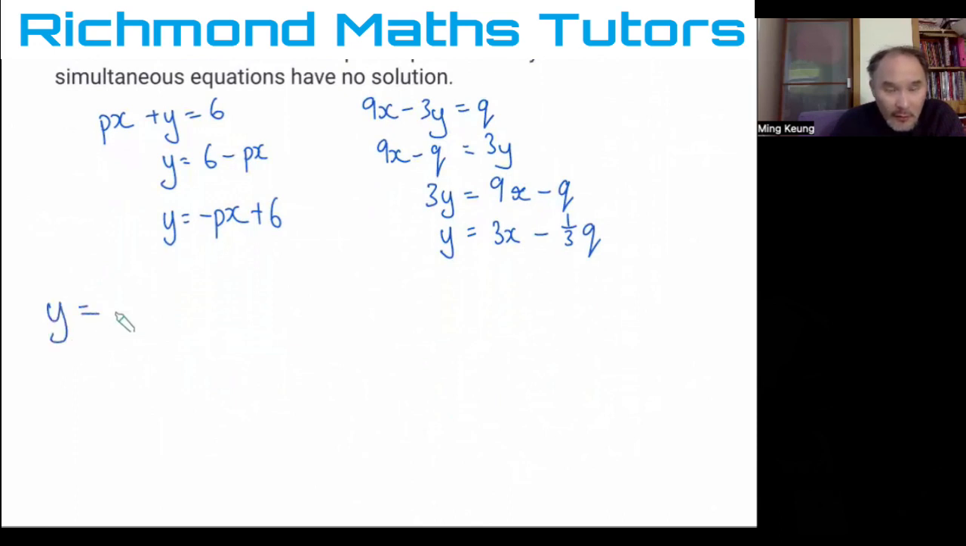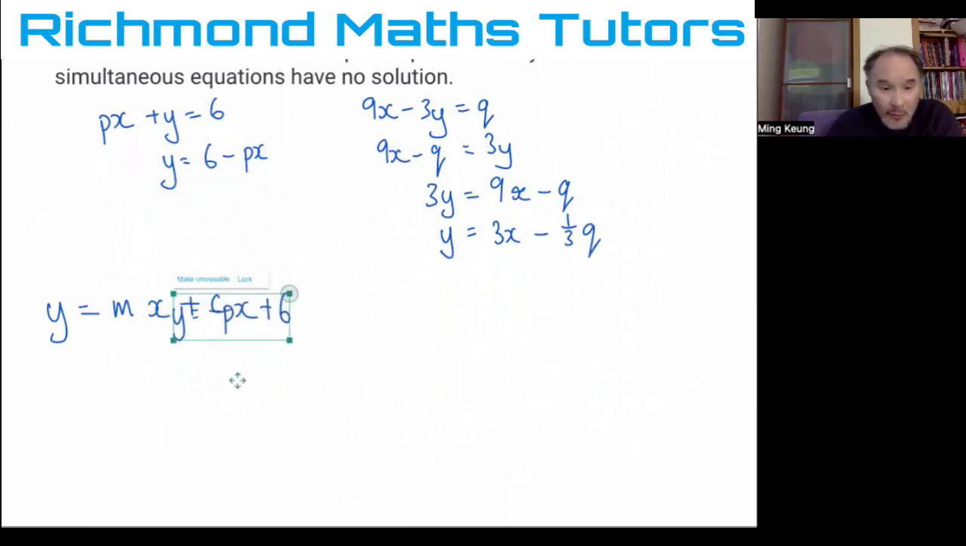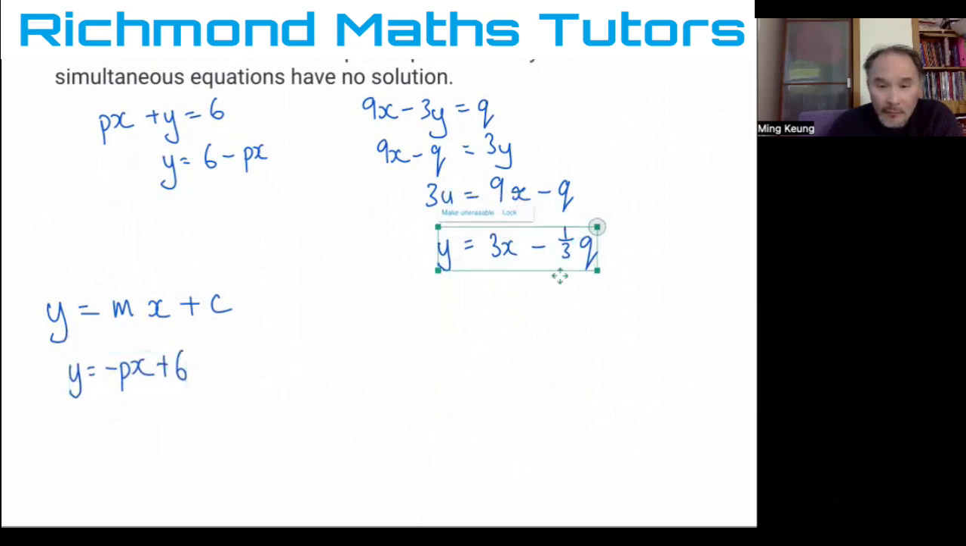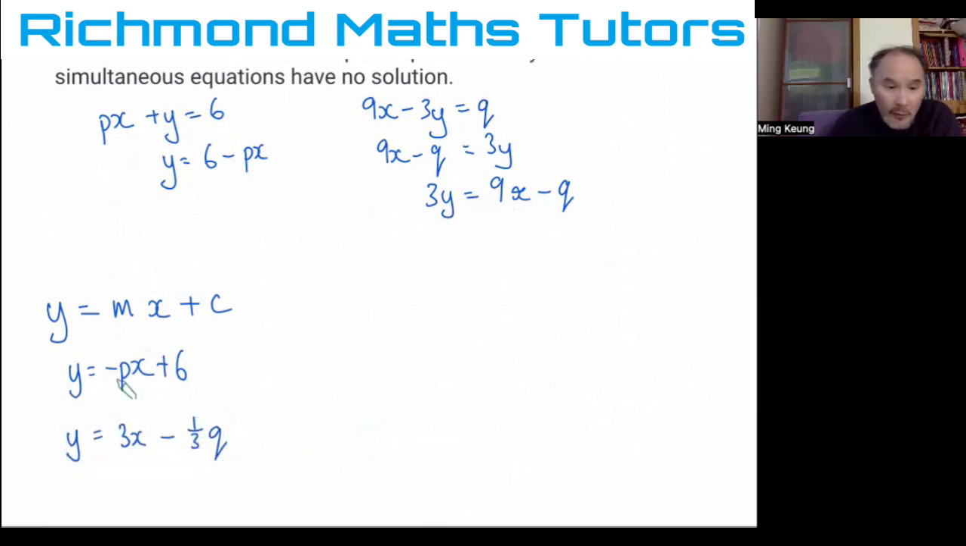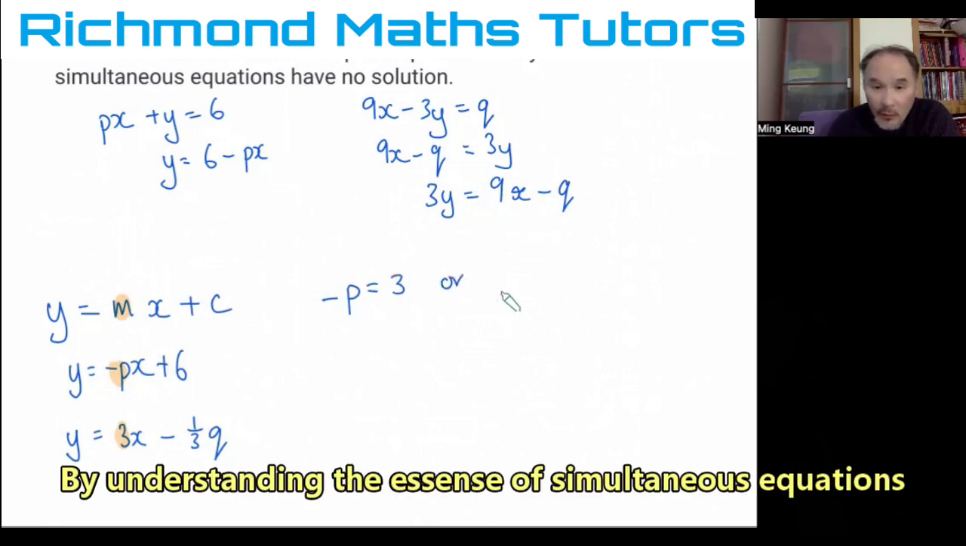So y equals mx plus c. And I'm just going to put these equations down below just so that it's easy to compare. So when I put these equations down below here, well, what are the gradients? Well, this is the m. So this is the gradient for here, and this is the gradient for here. And when are they going to be equal to each other? Well, it's when minus p equals 3, or p equals minus 3.